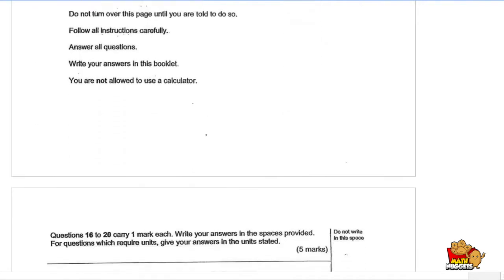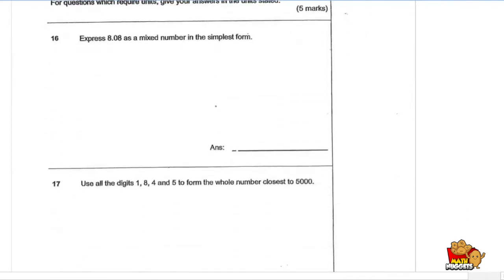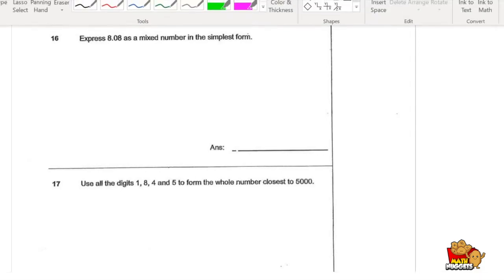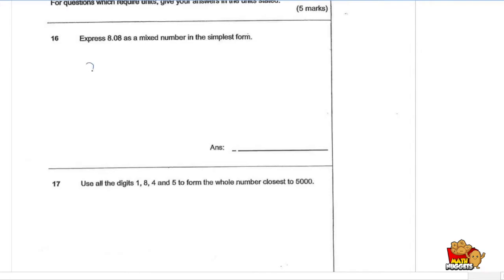Let's move on to section B. Express 8.08 as a mixed number. So we know that we have 8 wholes, and that will be 8 out of 100. Why 100? Because you have 2 decimal places. So then we need to simplify, divided by 4. And we will get 8 and 2 out of 25.